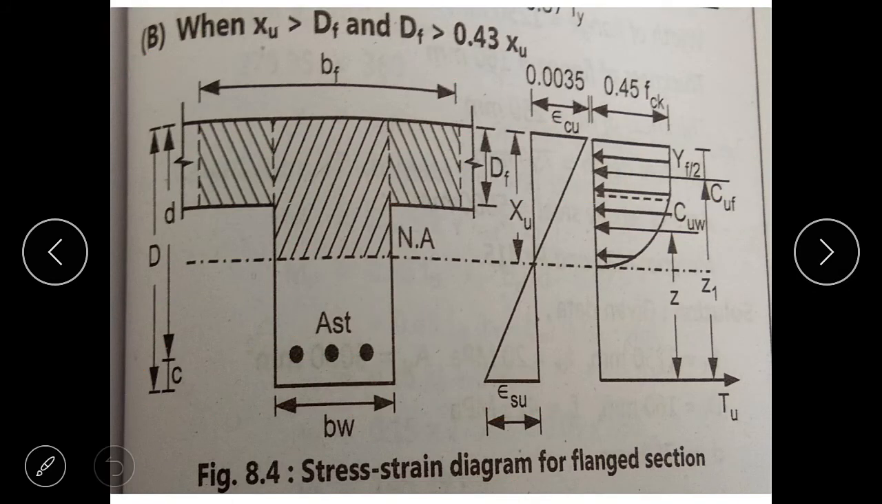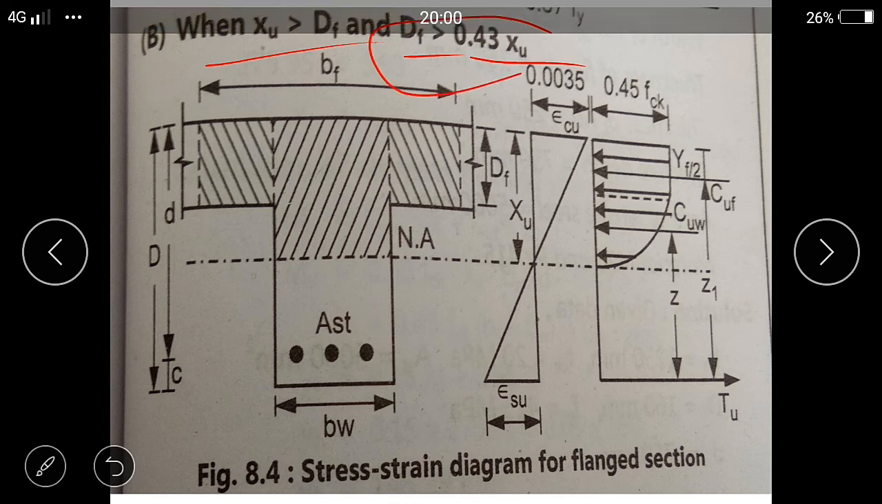Now we are going to the third case. What is the third case? When Xu is greater than Df. It is the same as the second case, but Df is greater than 0.43 Xu. In the second case, Xu is greater than Df, but Df is smaller than 0.43 Xu. But in this case, Df is greater than 0.43 Xu.